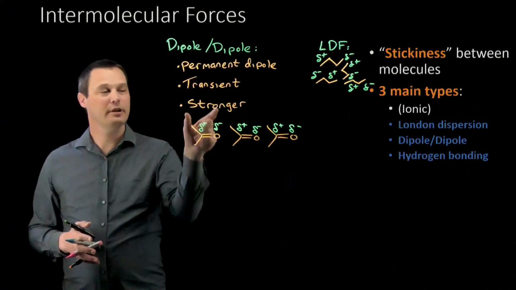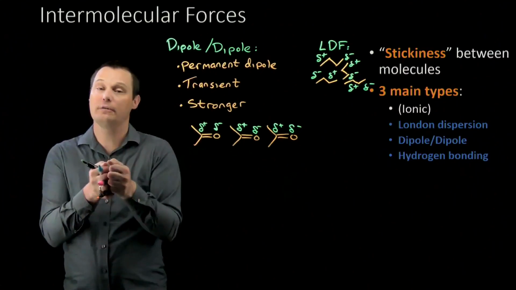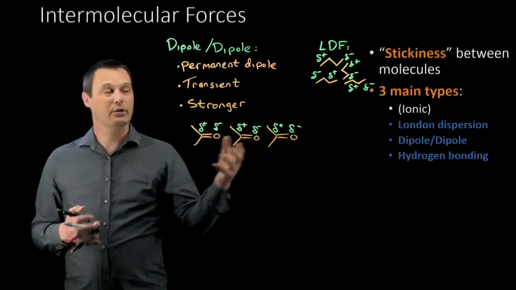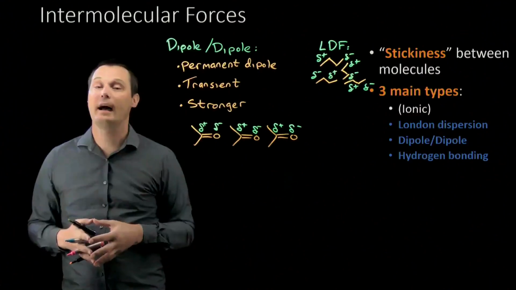Because the dipoles for an individual molecule are permanent, the stickiness between these two molecules is going to be a stronger force than the induced dipole of the London dispersion force. This increased intermolecular force, this increased stickiness, is going to mean that these types of molecules are going to have a higher melting and a higher boiling point.